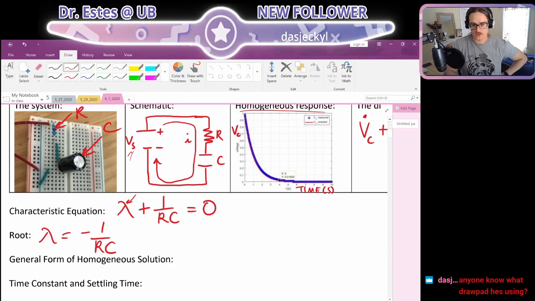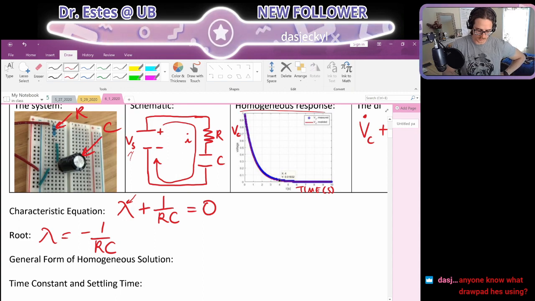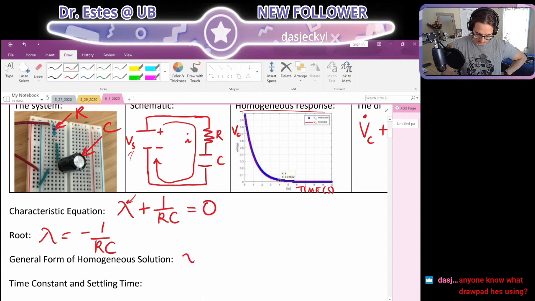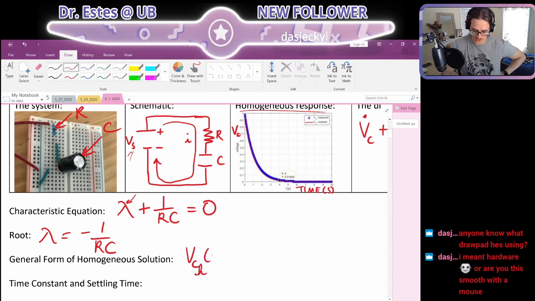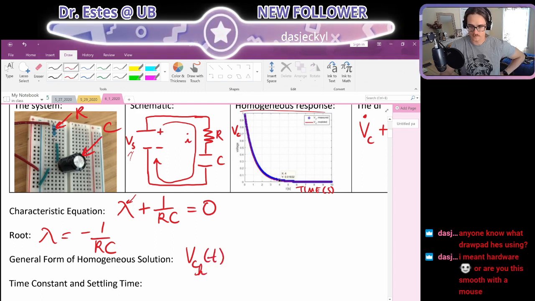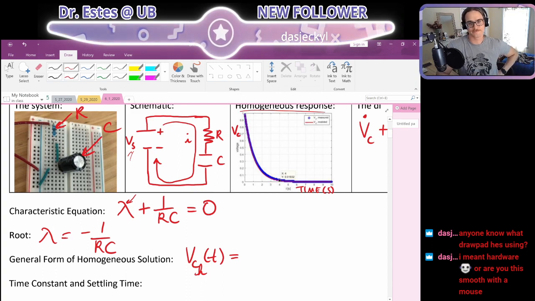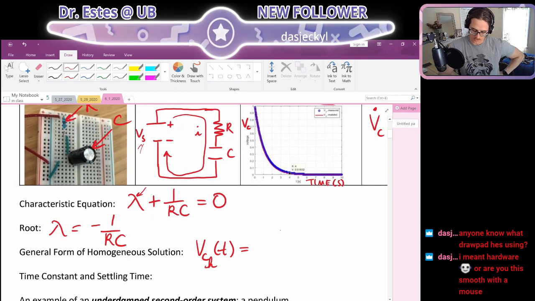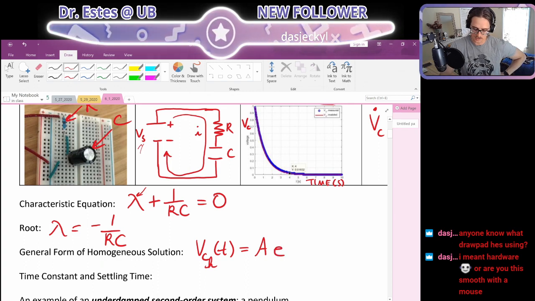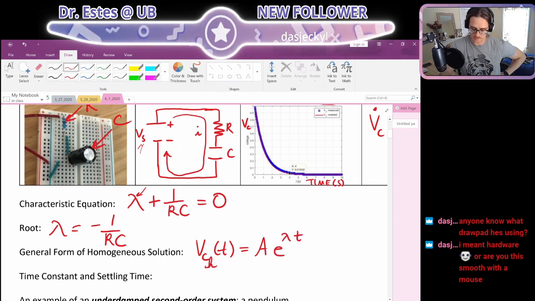Anytime you have a first order system that has a root like this, the general form, I won't use x, I'll use v. So the homogeneous solution is, you have some coefficient and then e to the lambda times t.